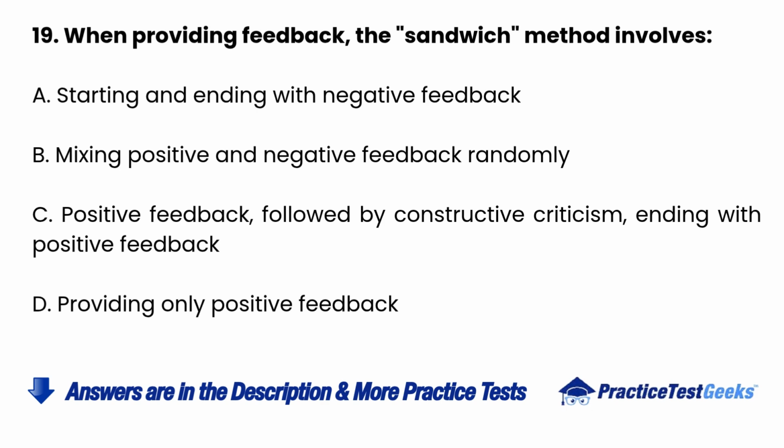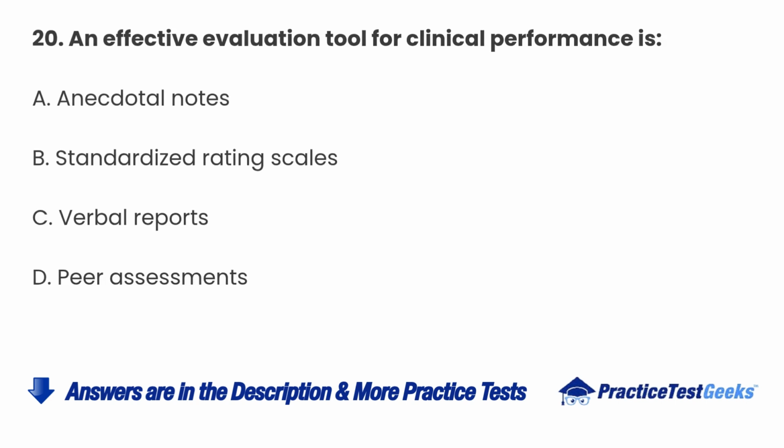19. When providing feedback, the sandwich method involves A. Starting and ending with negative feedback. B. Mixing positive and negative feedback randomly. C. Positive feedback, followed by constructive criticism, ending with positive feedback. D. Providing only positive feedback.